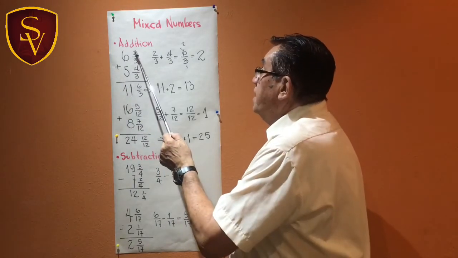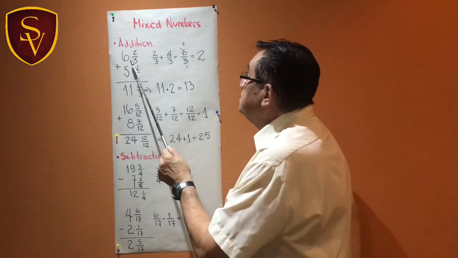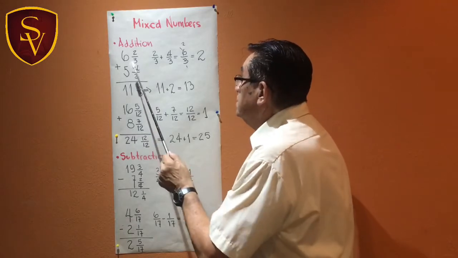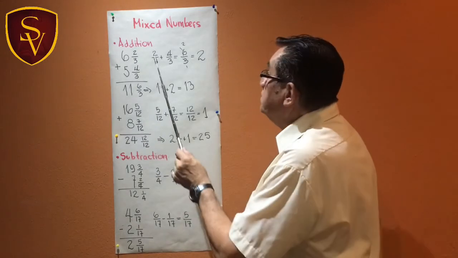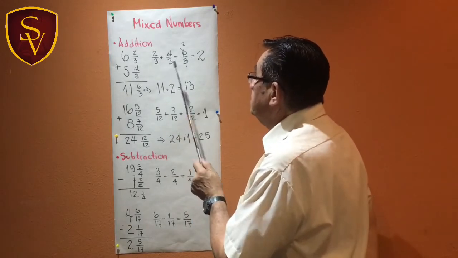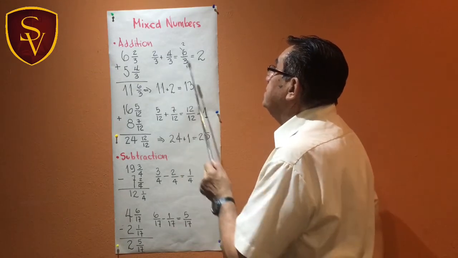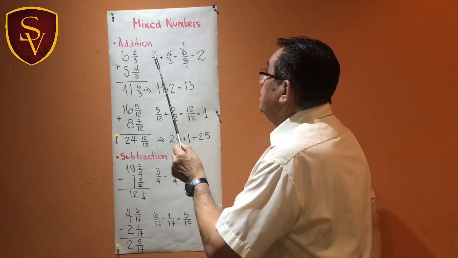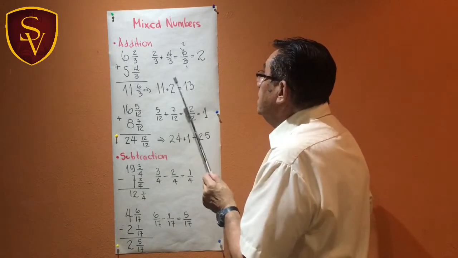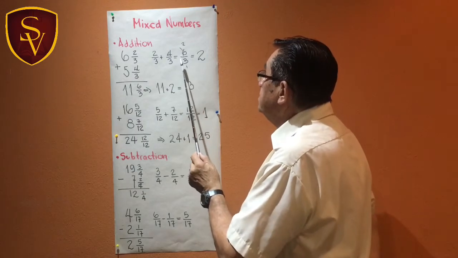And then we can add the fraction part. And we have to see if the denominators are common. Of course, they are common. So what we do is add 2/3 plus 4/3. And we know that we have to copy the denominator and add the numerators. In this case, we have 2 plus 4 equals 6, and 3 is the denominator. And I can reduce it and take a third.